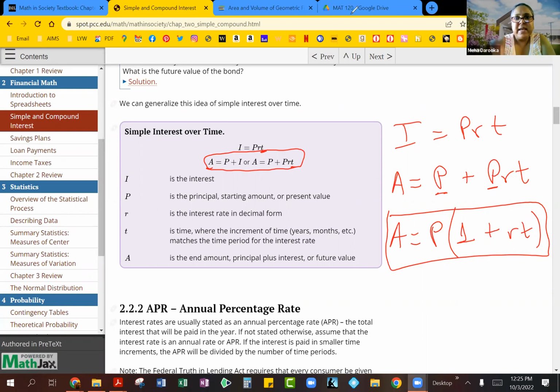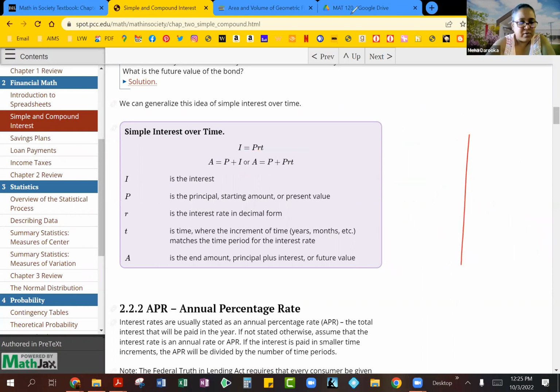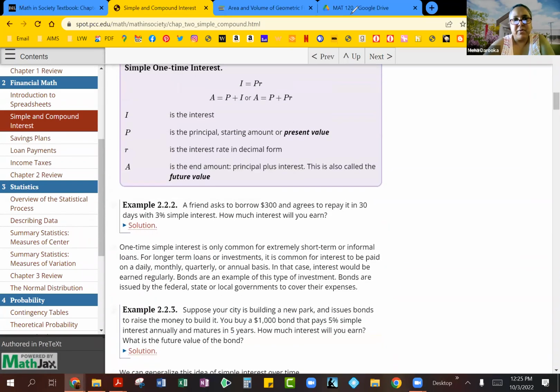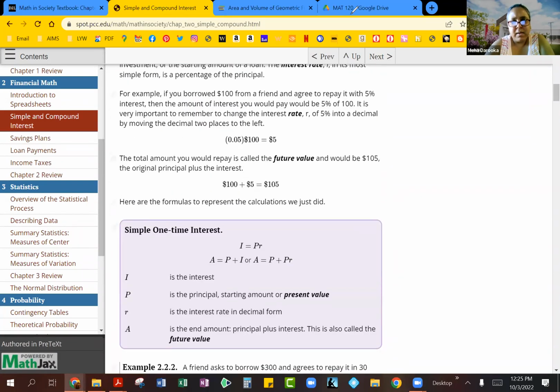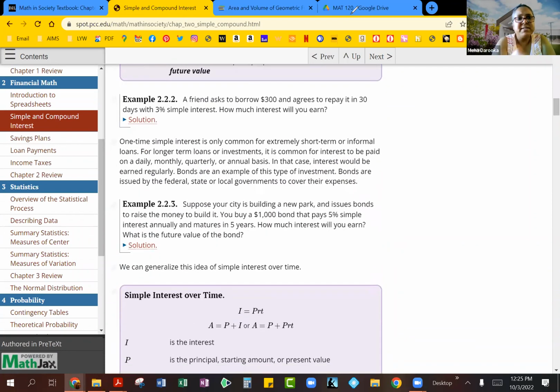So let's take a look at this example that I kind of skimmed over. There we go. Okay, so here we're saying a friend asks to borrow $300, so that will become our principal.